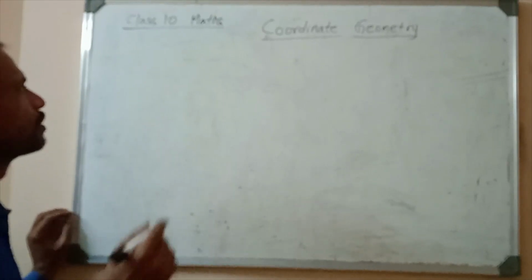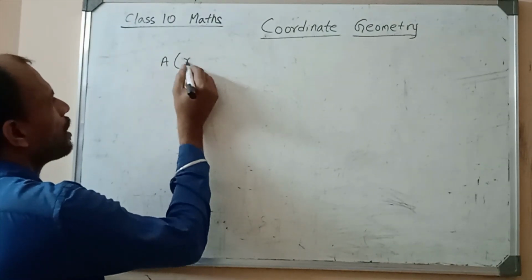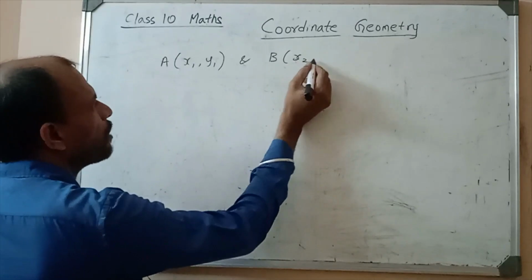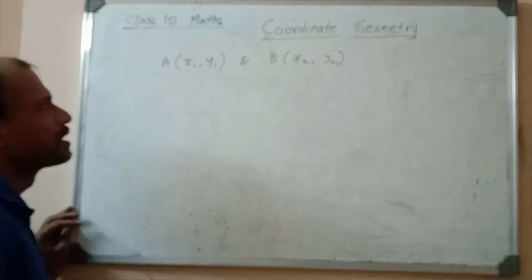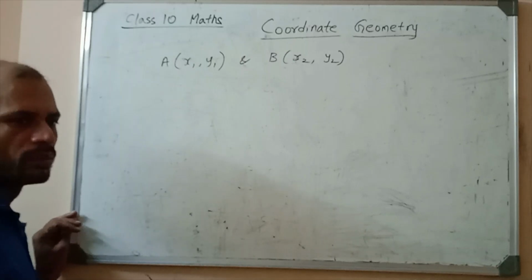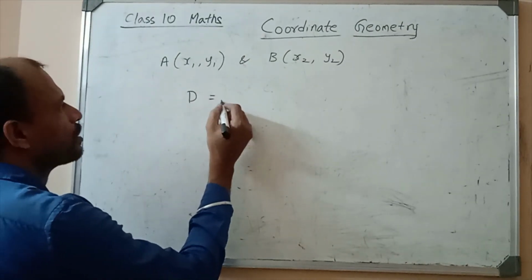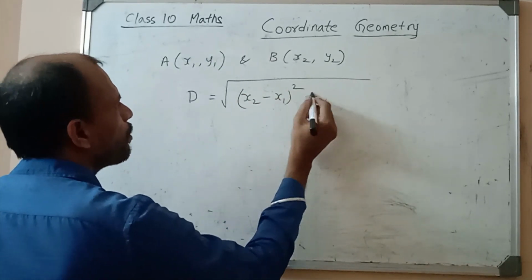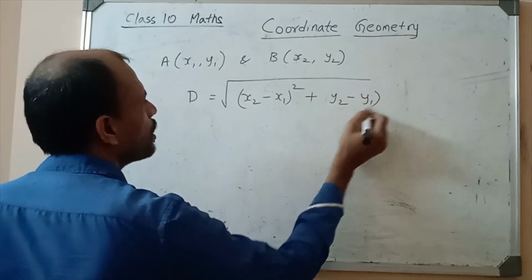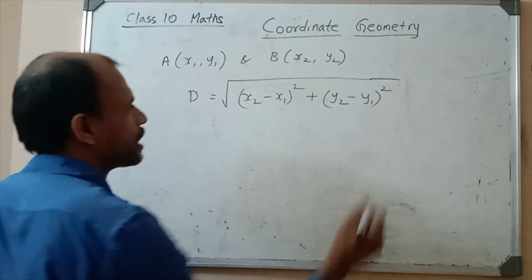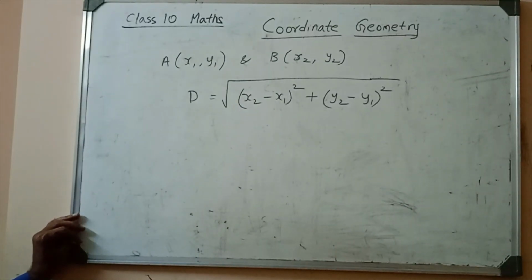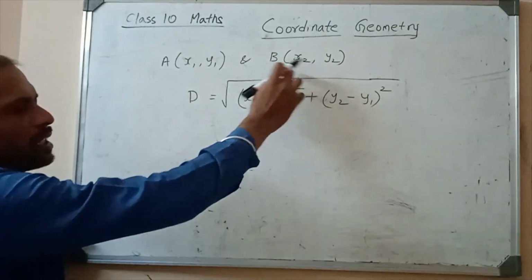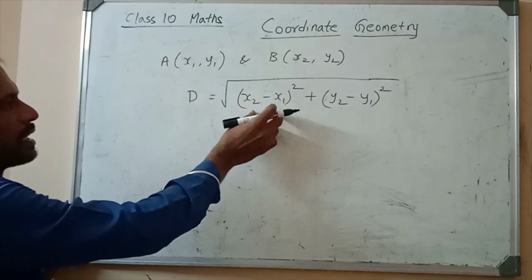If you consider 2 points, for example, A (x1, y1) and second point B (x2, y2), then we can write the distance between these 2 points using a formula. So distance d is equal to root over (x2 minus x1) the whole square plus (y2 minus y1) the whole square. This formula is derived using Pythagoras theorem. So you have to remember this formula. x1, y1 are the coordinates of the first point, x2, y2 are the coordinates of the second point. So distance formula d is given like this.